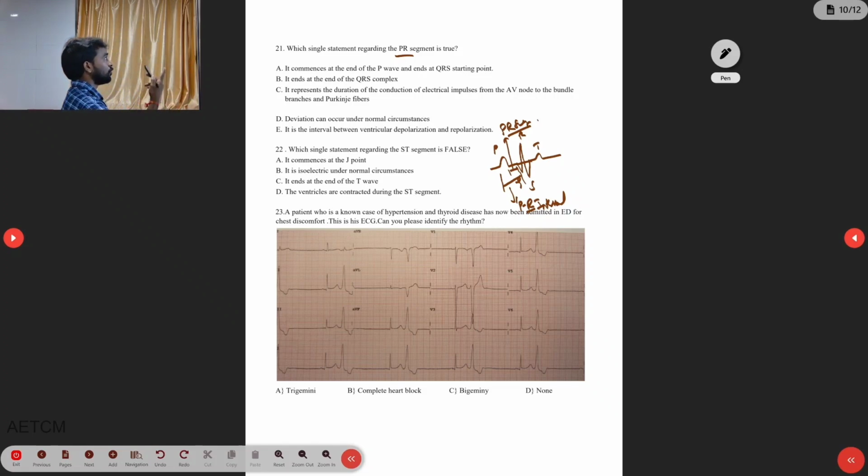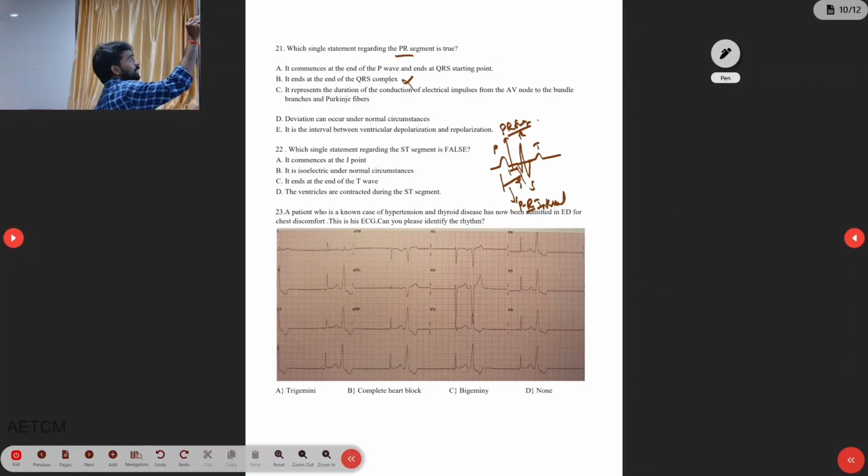So if you go to this question, which single statement regarding PR segment is true? The first option is it commences at the end of the P wave and ends at the QRS starting point. Option B is it ends at the end of the QRS complex. This is wrong because we have discussed it here. Then, it represents the duration of the conduction of impulses from the AV node to the bundle branches and Purkinje fibers.